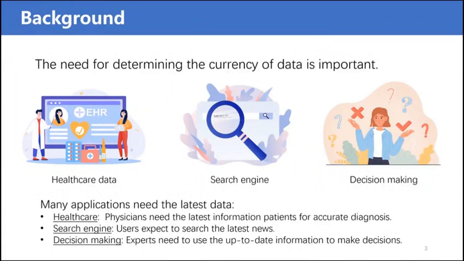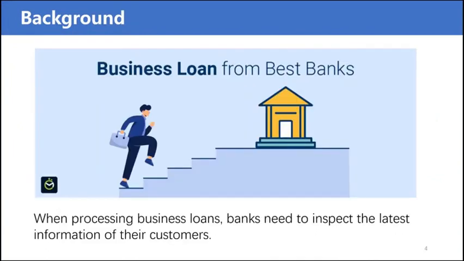They always need to collect the latest information, and the users always expect to search the latest news for their needs. The final one is the finance domain, with decision making, where experts always need to collect up-to-date information to make their judgments and the final decisions. So banking is one real-life application. When processing business loans, banks always need to inspect the latest information of their customers. After that, they could make their final decisions.